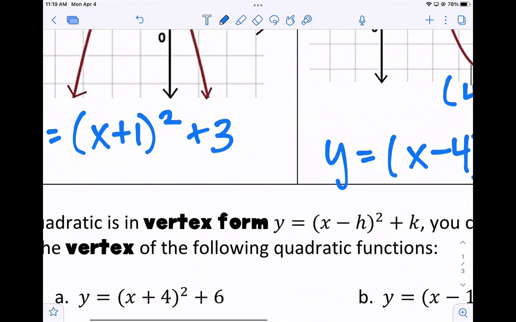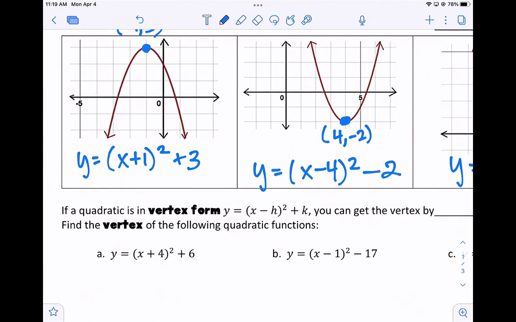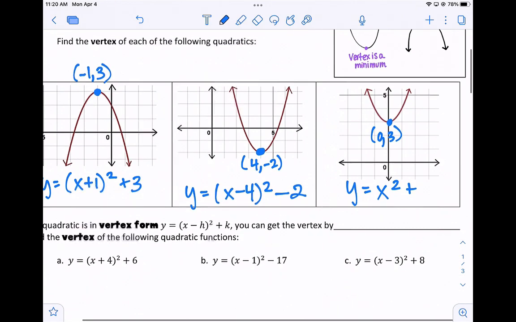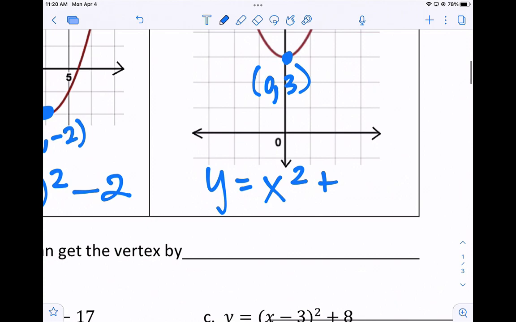So we notice patterns about shifting the graph up, down, left, and right, and those same patterns hold true. Inside the parentheses is left and right and opposite of what you think, and on the outside is up or down, and it's what you think. So the plus 3 is up 3, the minus 2 is down 2, and the plus 3 is up 3 for this one as well.